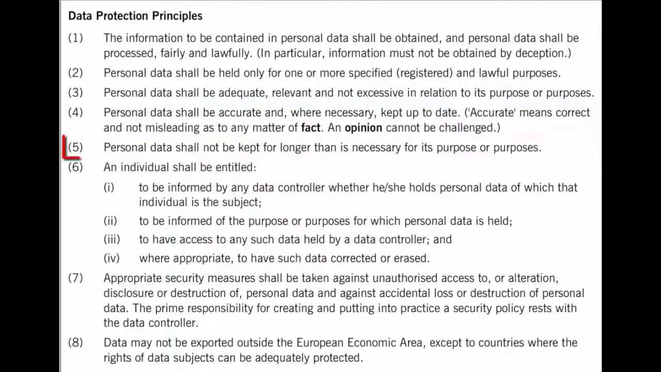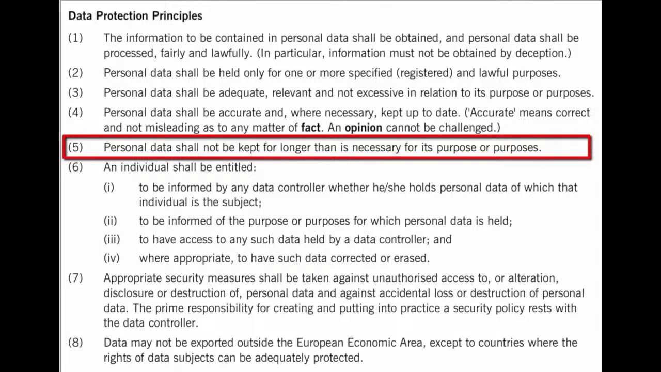5. Data retention. Only as long as necessary. Explanation. Personal data should not be kept for longer than is necessary to fulfill the purpose for which it was collected. After this time, it should be securely deleted.